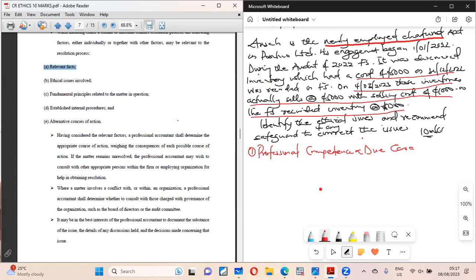Because if you don't know the standard, how do you know he didn't exercise professional competence? The skill, what skill? The knowledge, what knowledge? Yes, please. I can think of professional due care, lack of competence. What makes you say he lacks competence? On what grounds are you saying he lacks competence? That is the question. Because the standard says that this one relates to inventory, and it says that the cost should be the lower of cost and net realisable value.